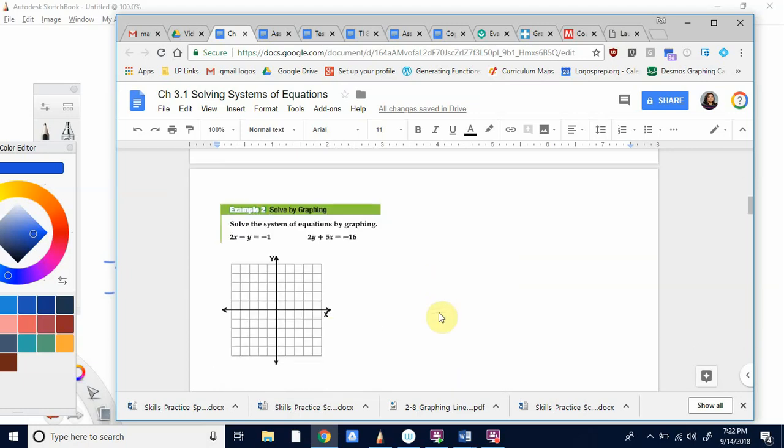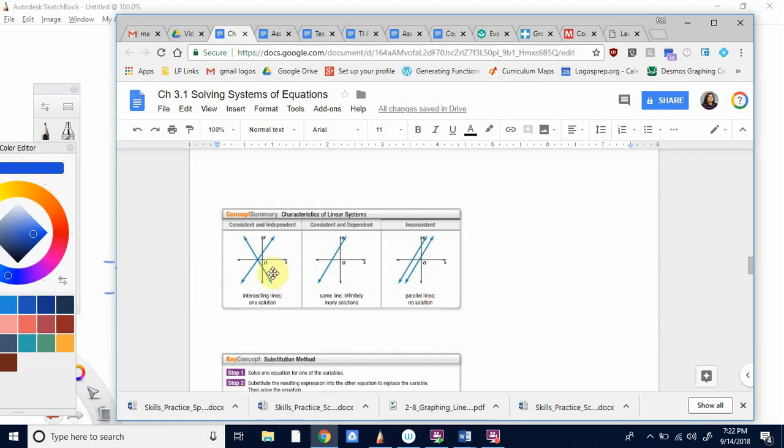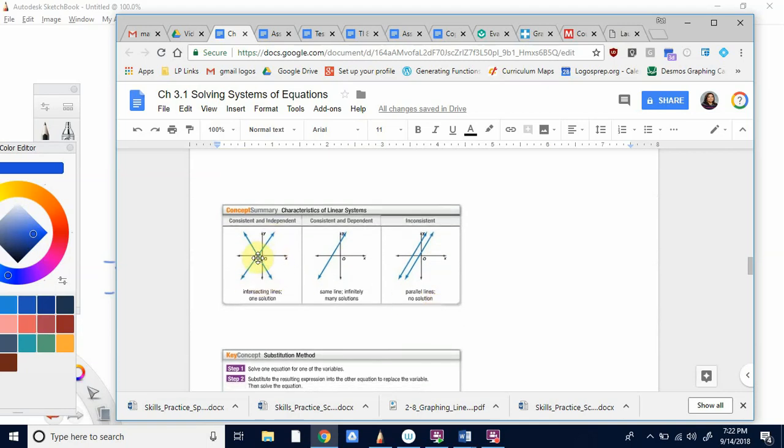Let's look at our chart right here. So you'll notice here you have two intersecting lines, so there's exactly one solution. So this would be considered consistent and independent. Here, they're the same lines. You can't see it, but they're just the same lines, so they're on top of each other, so they have infinite solutions. So we say this is consistent and dependent.